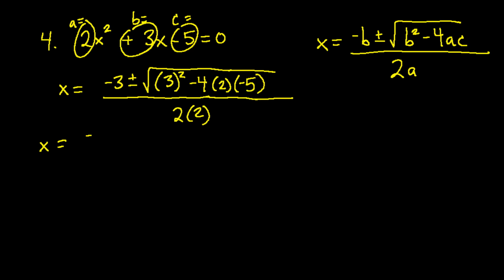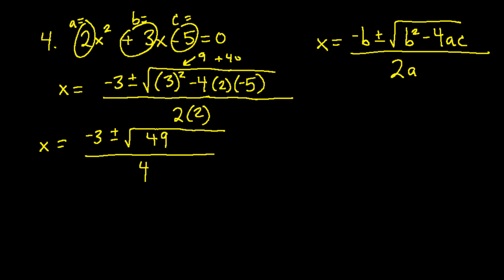We just simplify this step by step. Under the square root, we're going to get 9 here. And negative 4 times 2 is negative 8, times negative 5 is positive 40. So under the square root, we will have 9 plus 40, which is 49. And the denominator is 4. Next, we'll take the square root of 49. Since 49 is a perfect square, it works out to be a whole number, which is 7.